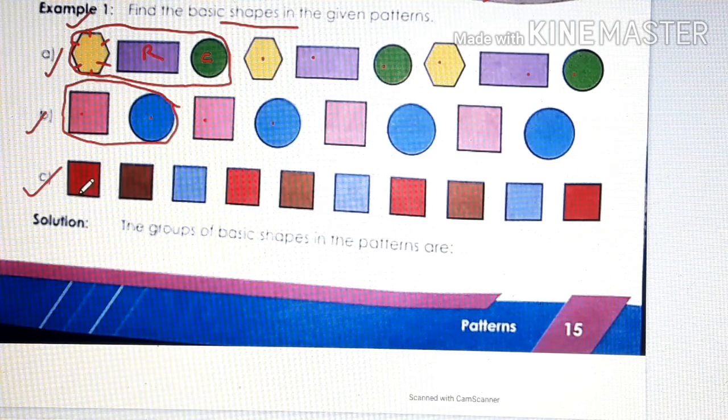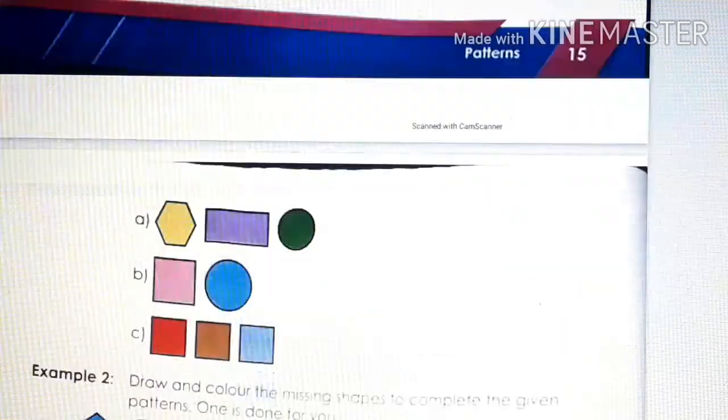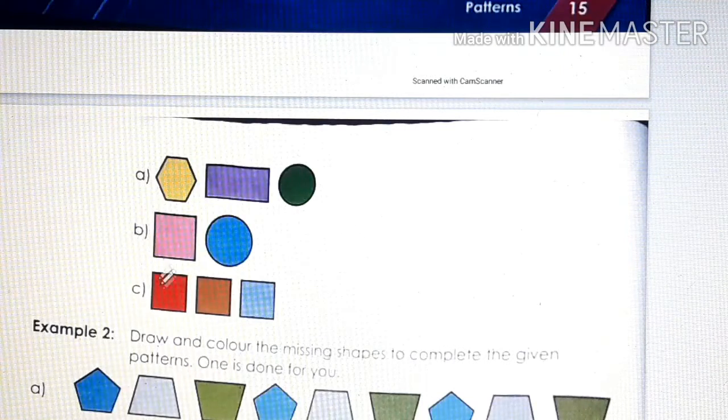So what are the colors? First is red, brown, blue, isn't it? So children, we are going to repeat these 3 colors. So we'll take these 3 as your basic shapes. Clear? We'll take these 3 as your basic shape. Clear? So you can check your answer. Understood? You try yourself and then you check your answer.